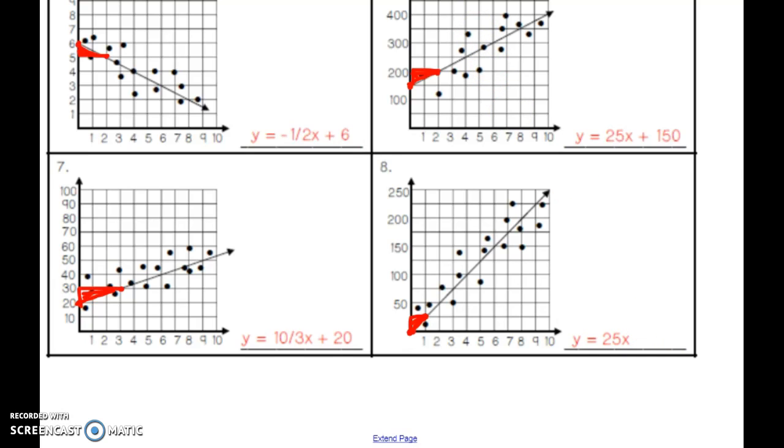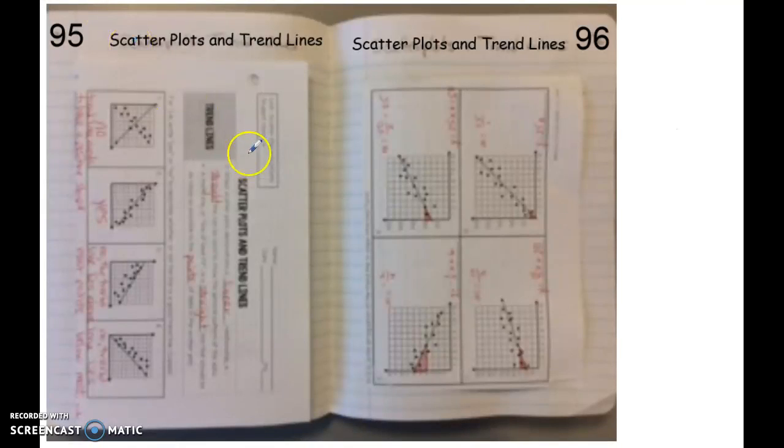Now, what you're going to do is you're going to tape in today's notes. Here's the large paper that you're going to fold in half and tape in so it still opens. Here's the half sheet that you just practiced. That'll tape into page 95 and 96.